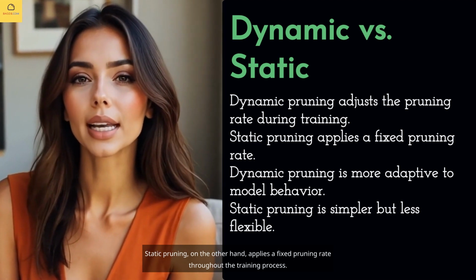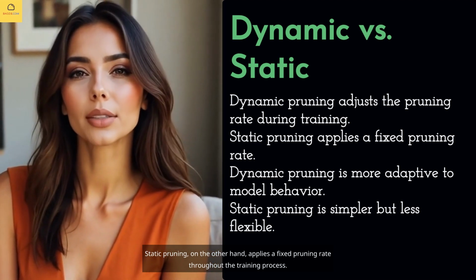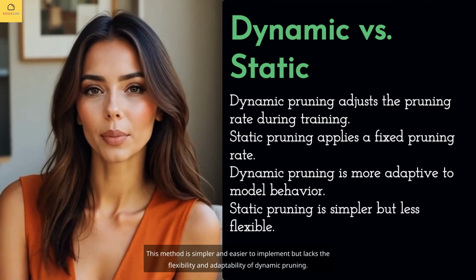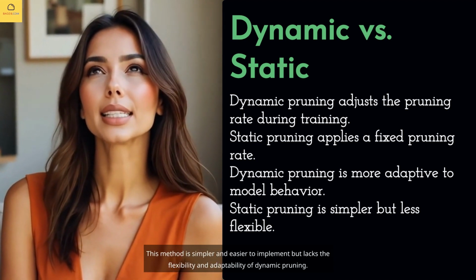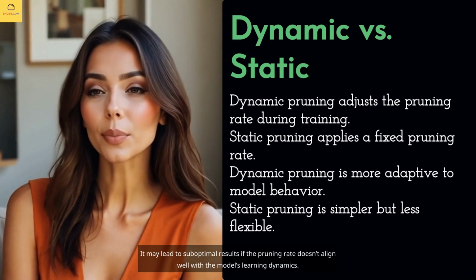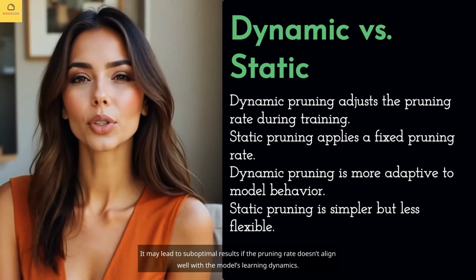Static pruning, on the other hand, applies a fixed pruning rate throughout the training process. This method is simpler and easier to implement, but lacks the flexibility and adaptability of dynamic pruning. It may lead to suboptimal results if the pruning rate doesn't align well with the model's learning dynamics.